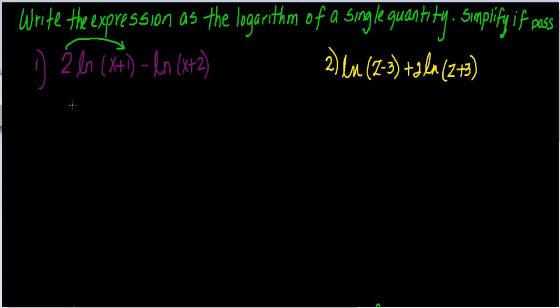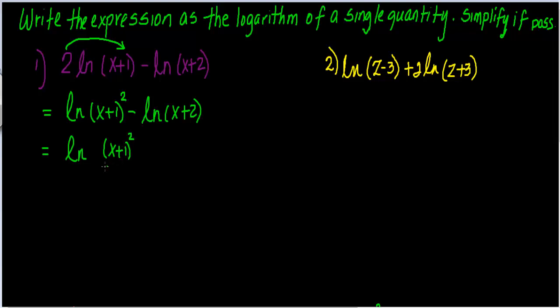Okay, so let's do that as our first step. This is going to equal the natural log of x plus 1 squared minus the natural log of x plus 2. Now I have a difference of logs. That means I can use the quotient rule, where the numerator is the argument of the first log and the denominator is the argument of the second log. Second step, write it as a quotient and then simplify if possible. This doesn't simplify, so we're done.